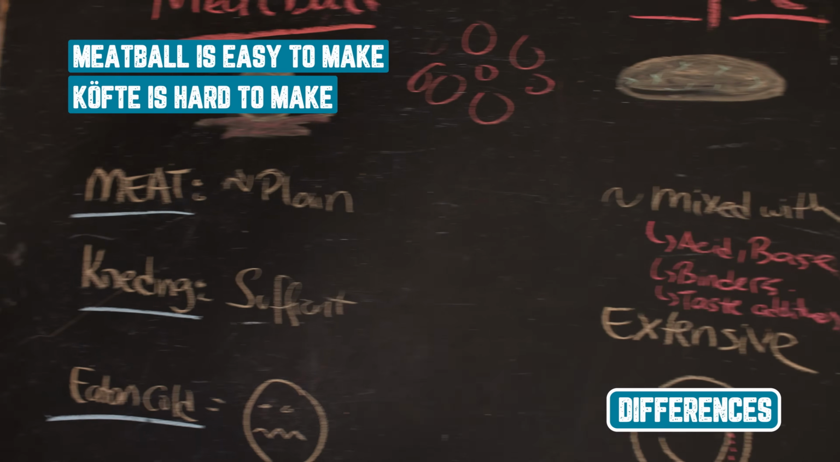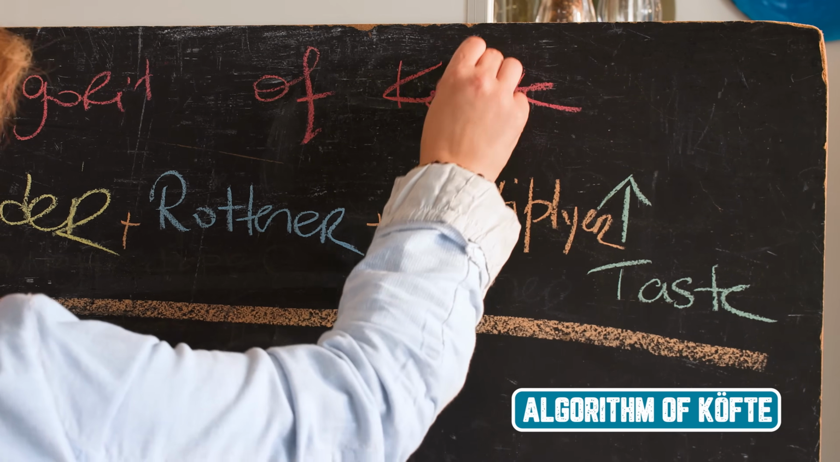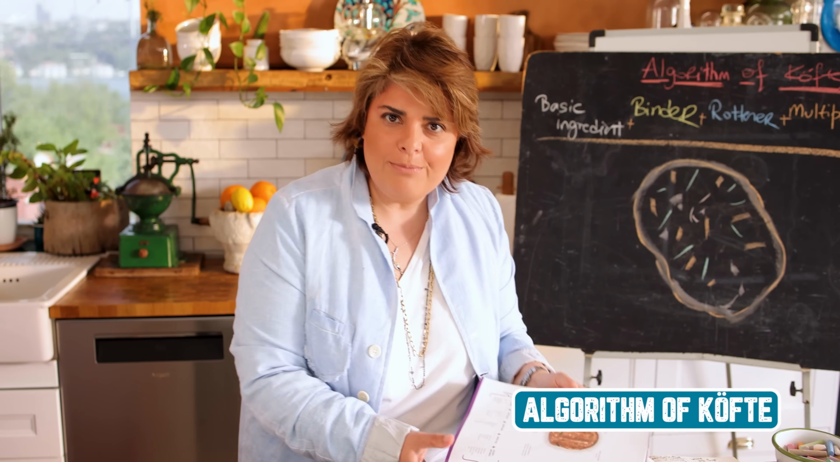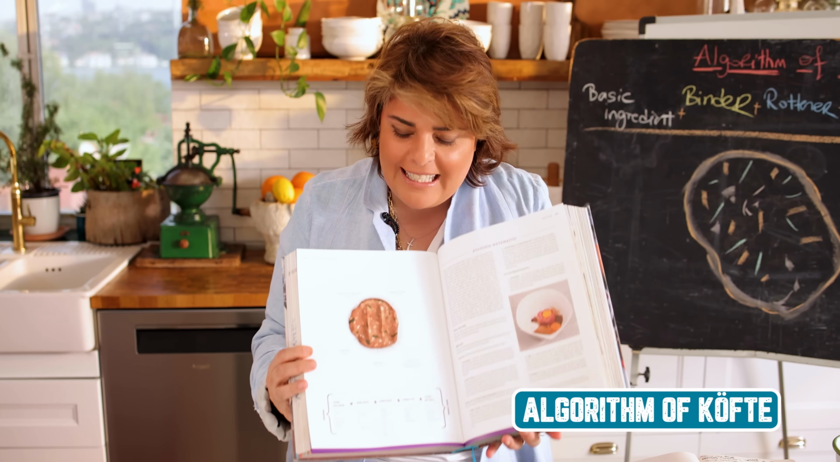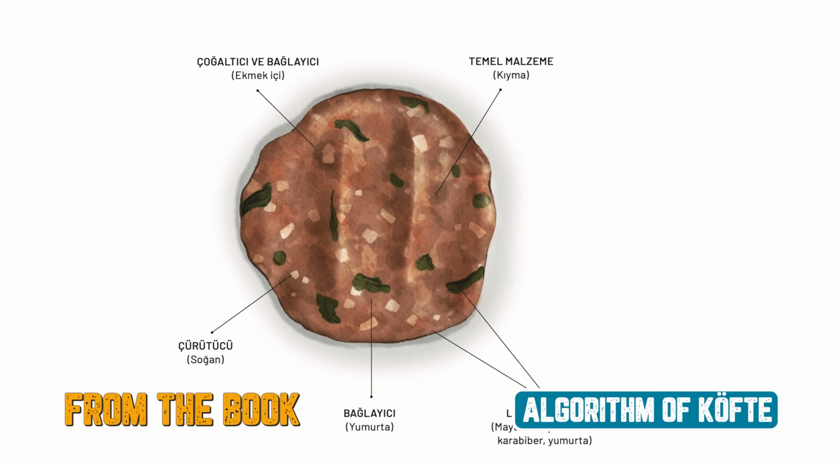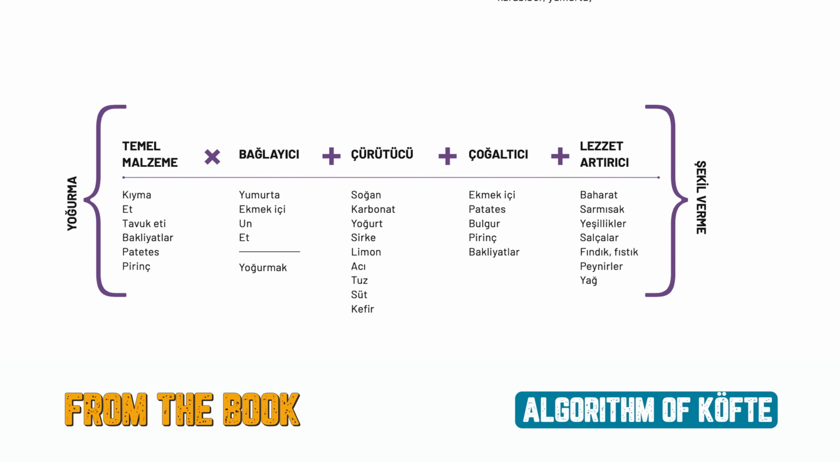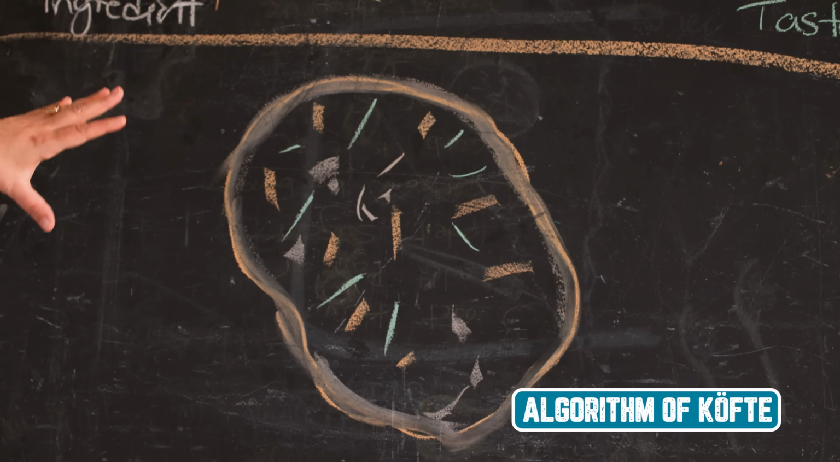Now I would like to tell you the anatomy and algorithm of köfte. Guys, I'm talking about this algorithm. Don't let it scare you. I am the person who wrote the book about Turkish cooking and its techniques, and it's actually making it incredibly simple. This is a köfte that you would normally see that I have drawn here. It's simple. It consists of a basic ingredient.